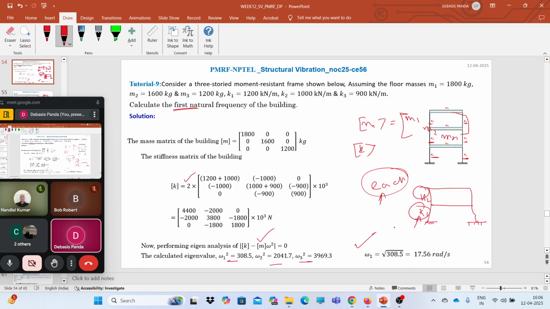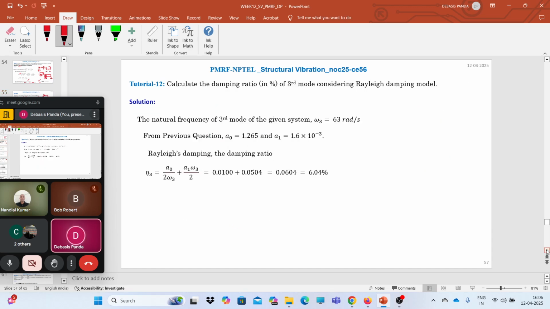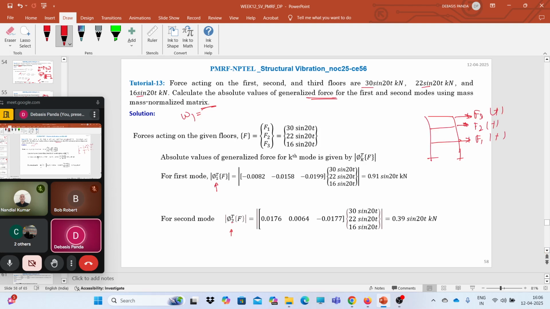Yeah, for this system, omega 1 we have found out. On the next page we have found the mass normalized first mode shape, and in this question the mass normalized second mode shape is also given. I have calculated these using MATLAB, so the values are okay, but still you need to check them. The purpose of showing this problem is to show how we can get the generalized forces.